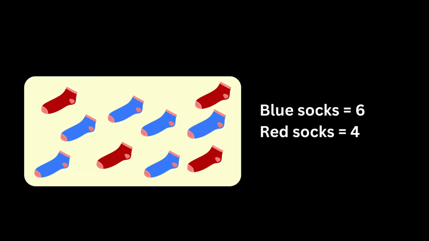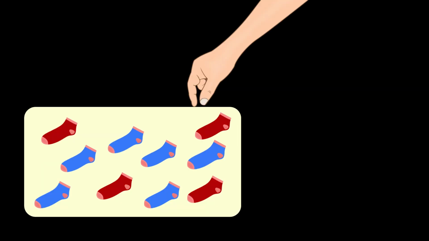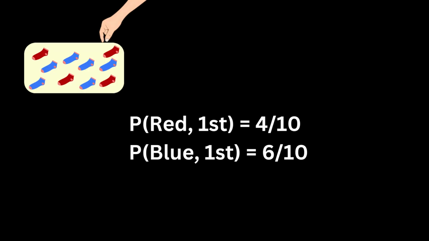Imagine you have a drawer with red and blue socks. The drawer contains 4 red socks and 6 blue socks. You are going to blindly pick one sock. Initially, without knowing which sock you have picked, you might assume there's an equal chance of grabbing either a red or blue sock. So, the probability of picking a red sock is 4 out of 10, and the probability of picking a blue sock is 6 out of 10.